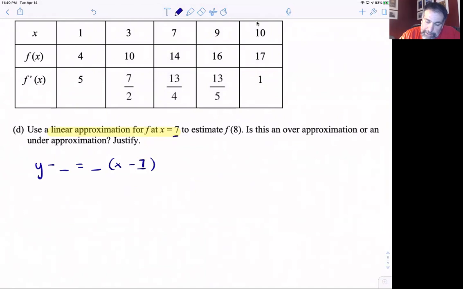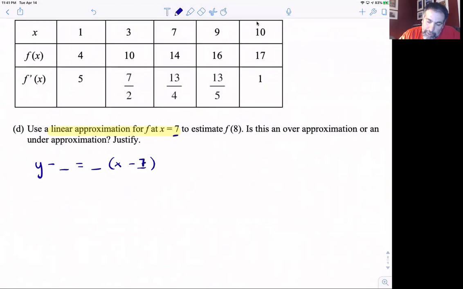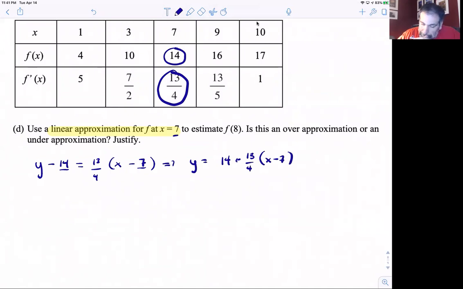We know that x is 7. We now need to know the y value when x is 7, but that's given to us right here. So that's going to be 14. And then we need to know the slope at 7, and that's given to us right here, which is 13/4. So this becomes y is equal to 14 plus 13/4 times x minus 7. We are saying that our tangent line is going to be very, very close to our function as long as the inputs are close to 7.